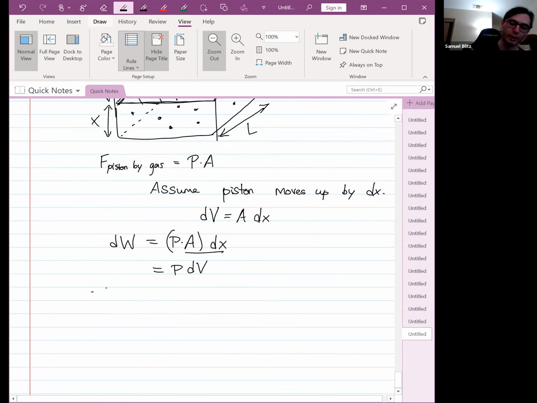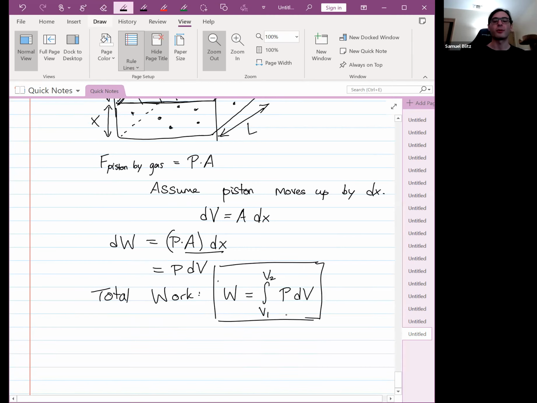And so we can find the total work by integrating. The total work, which we'll call W, is an integral from V1 to V2. We're integrating over different volumes, so you start at volume 1 and end at volume 2, integrating the pressure times the infinitesimal change in volume. Now, this is a really useful equation because we know how pressure relates to things like volume and temperature. In particular, the ideal gas law tells us that PV is equal to nRT. So if all of the other things are constant, then you could just solve for P in terms of those things and then do an integral.